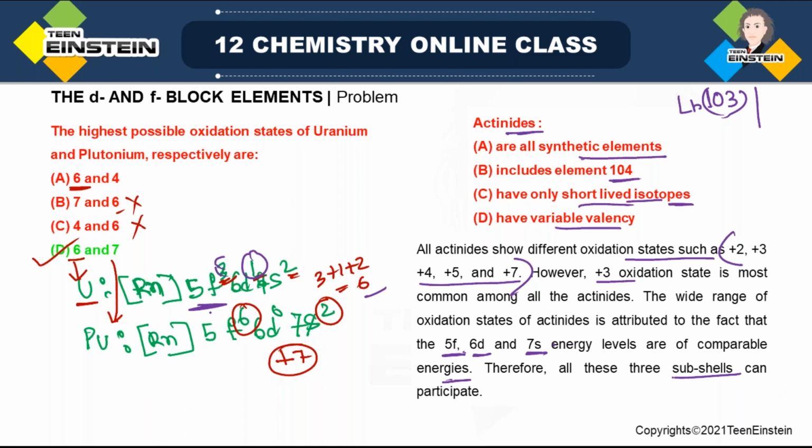If there is a high energy difference, suppose the energy difference between 6d and 7s is very, very high, so obviously now the electron will be taken from that subshell which has lower energy. But if all of them have more or less the same energy, electrons can be removed from all of them. And that is why high oxidation state is possible. Okay. So the last statement, this is correct.